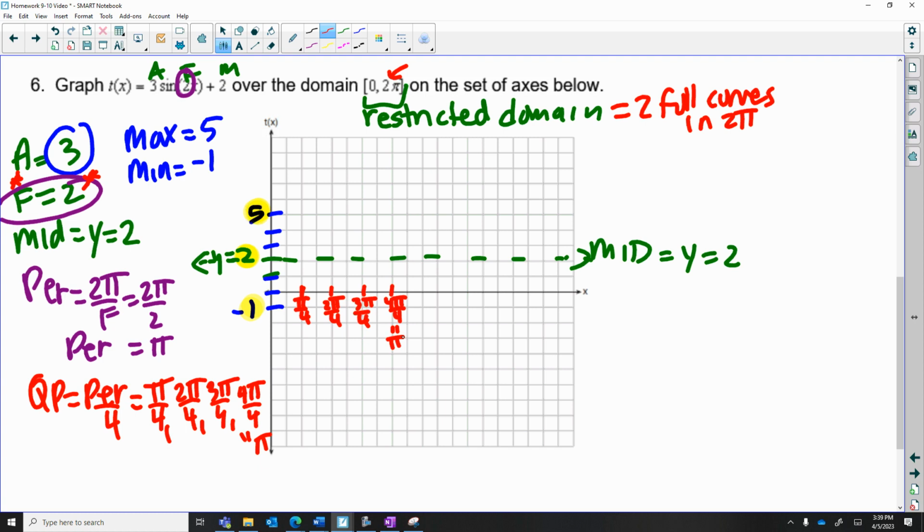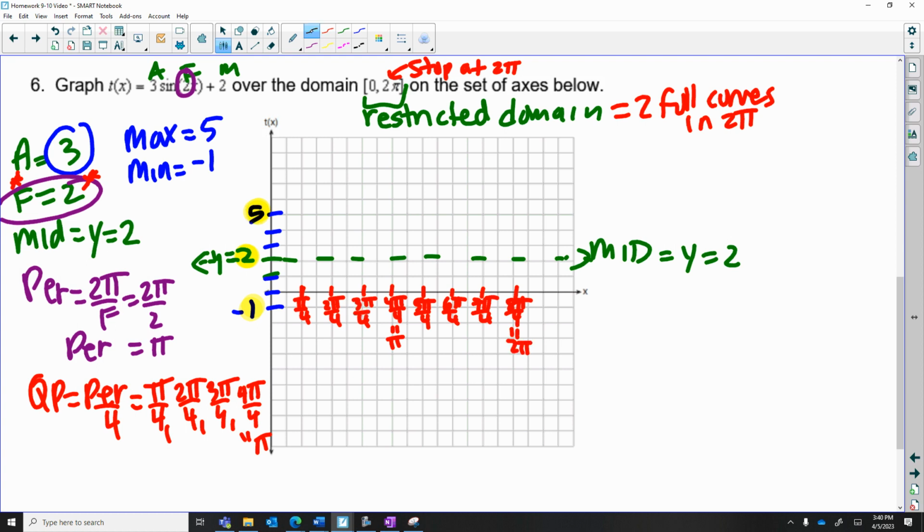I'm going to keep counting because I have to go all the way to 2 pi. And I'm only at 1 pi right now, so I'm going to keep going. 5 pi over 4, I'm counting in terms of pi over 4. 6 pi over 4, 7 pi over 4, 8 pi over 4. 8 pi over 4 equals 2 pi. Now I'm going to start graphing.